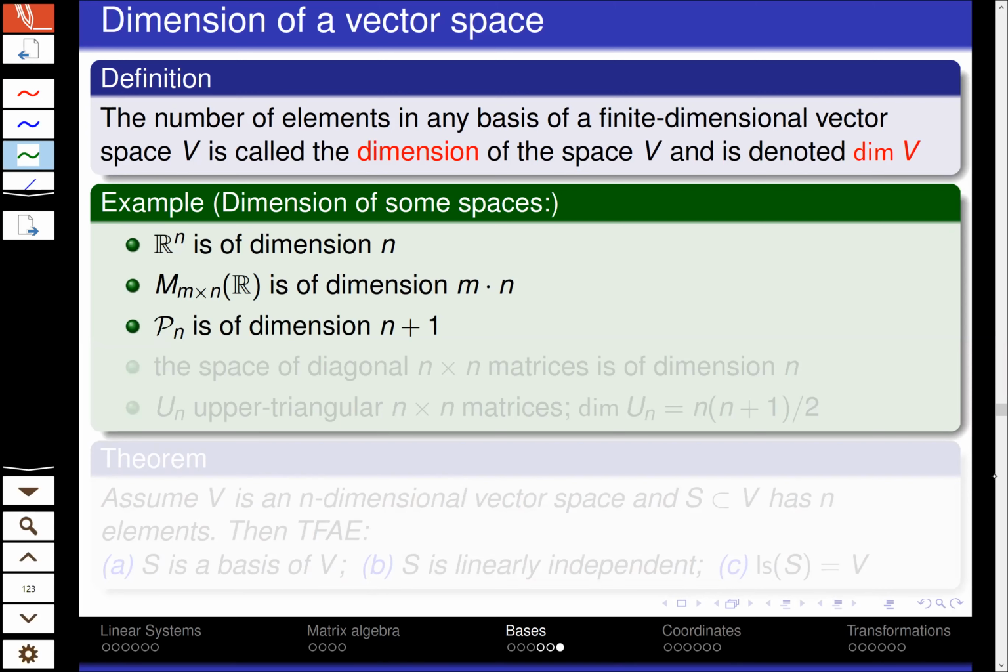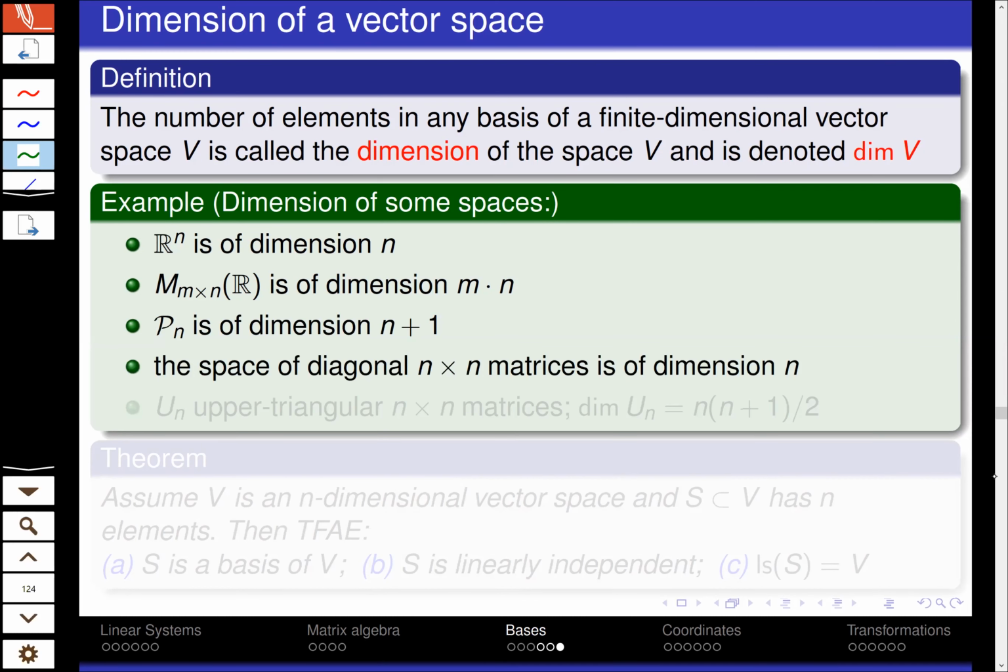Why plus 1? Yes, because we always have 1, x, up to x to the power n, so it's n plus 1. And so on. The space of diagonal n by n matrices is of dimension n. A diagonal matrix is a matrix whose only non-zero elements are on its main diagonal. Okay. Is it clear? What is the basis? Yes, it's basically Eii. You take the one only in the corresponding place on the diagonal.